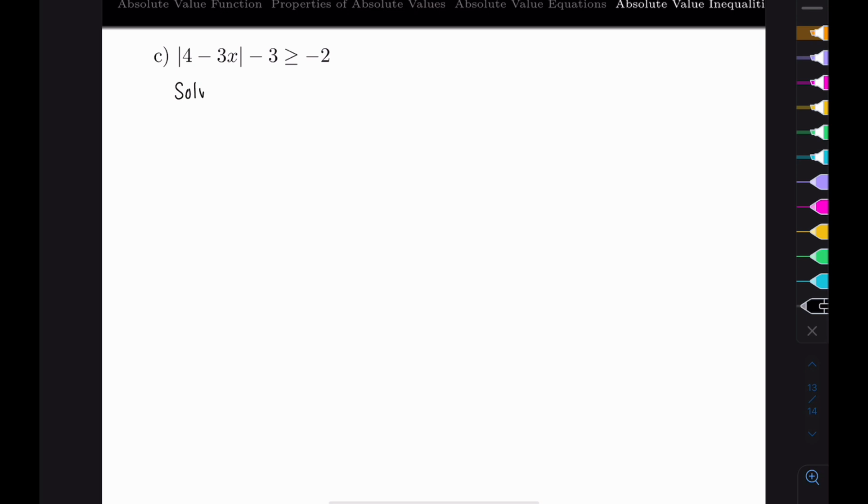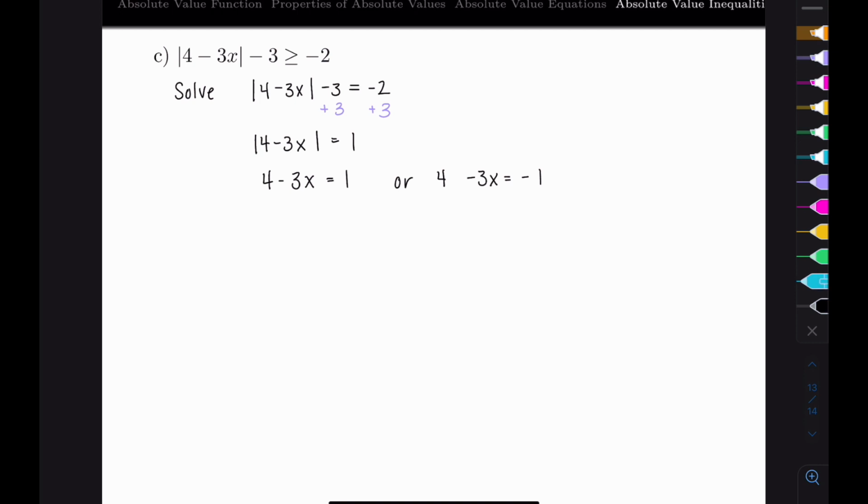So we're going to solve, where the absolute value of 4 minus 3x minus 3 exactly equals negative 2. And this will give us our important numbers. So again, we've got to isolate that absolute value, and it gives us the absolute value of 4 minus 3x is equal to 1. So we get two solutions. The absolute value of 4 minus 3x is 1, or 4 minus 3x is equal to negative 1. Okay?